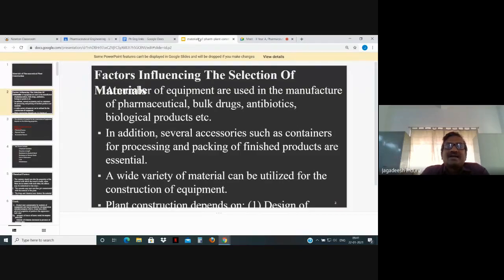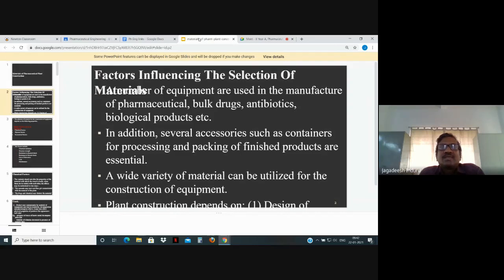In the factors in play in the selection of the material, we have those materials which you are going to use in equipment used for the manufacture of pharmaceuticals, bulk drugs, antibiotics, and biological products. It is covering both formulations and bulk drugs, and your vaccines and sera and biological products with your enzymes, which involve the growth of microorganisms.